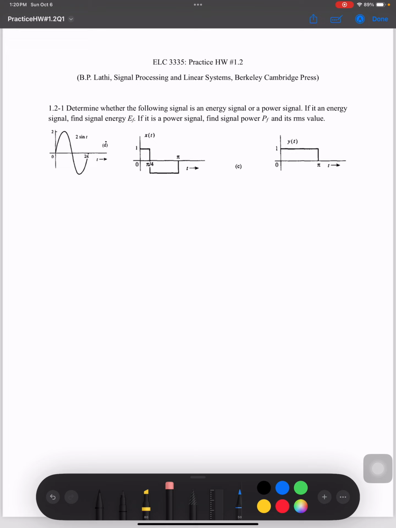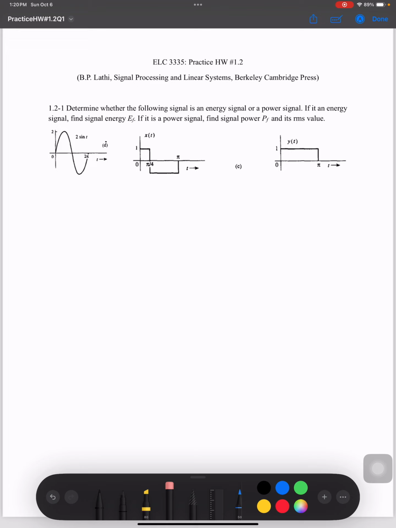Signal and System Practice Homework 1.2. Question 1. Determine whether the following signal is an energy signal or power signal. If it is an energy signal, find signal energy EF. If it is a power signal, find signal power PF and its RMS value.